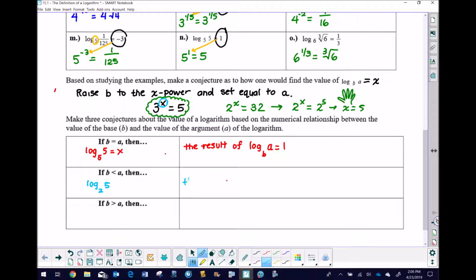Now, you guys, I'm not so concerned with what the actual answer is. I just want you all to know that the result is going to be larger than 1. Okay? It's a number bigger than 1. Okay? Now, based on that, I want you to be able to tell me, what if you saw this? What if the base, in this case I'll use 5 again, was larger than the argument?